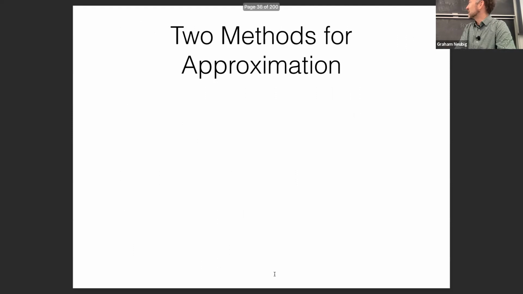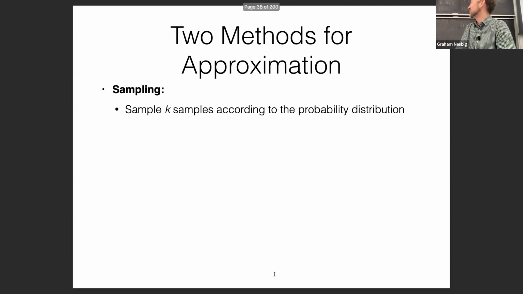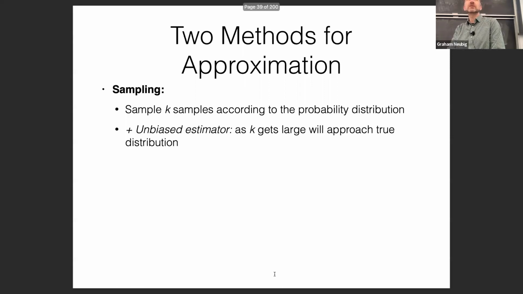So you take a sum over a subset of the examples. I'll put it that way. And so there's two methods for this approximation, getting the subset. The first one is sampling, where you sample k examples according to the probability distribution. And then you approximate this partition function using these samples.